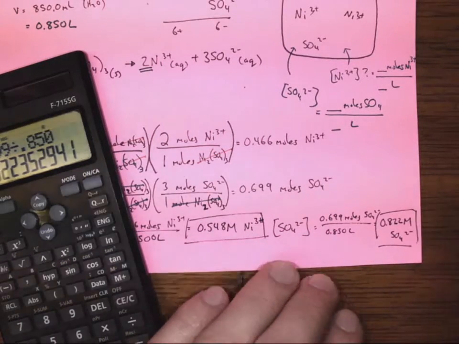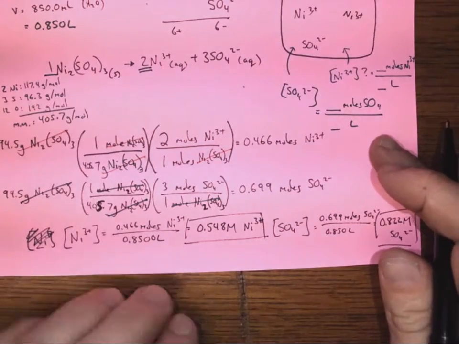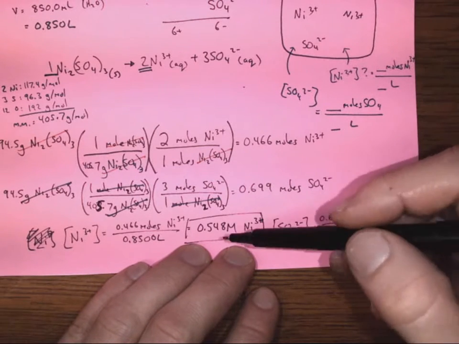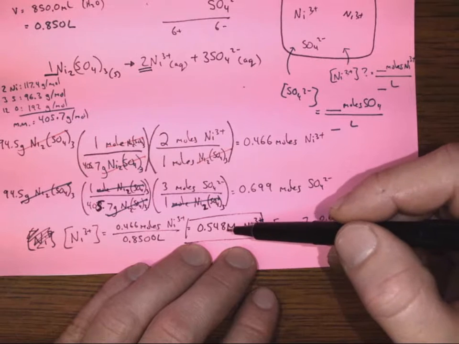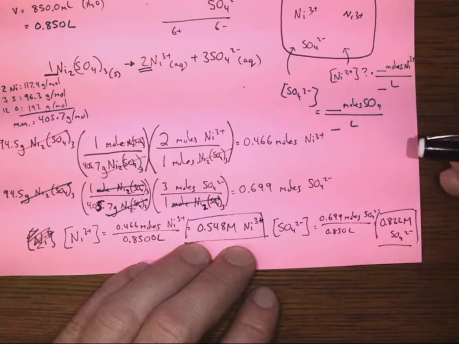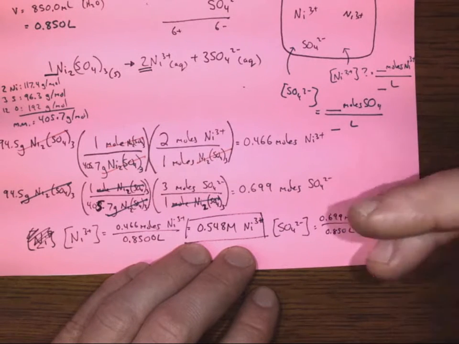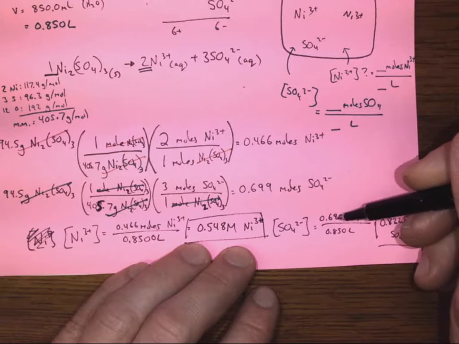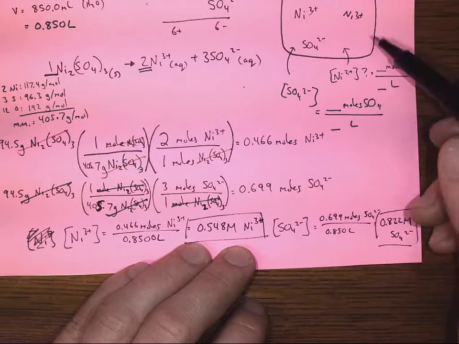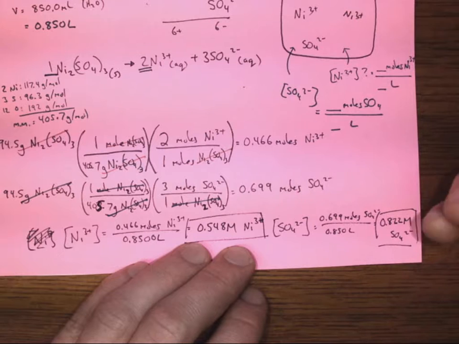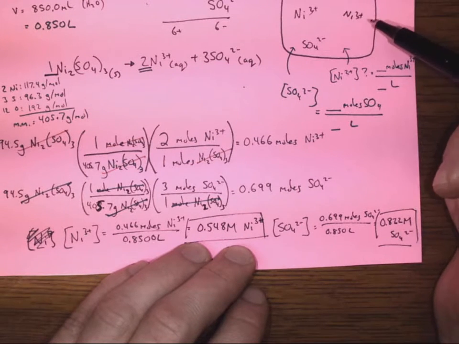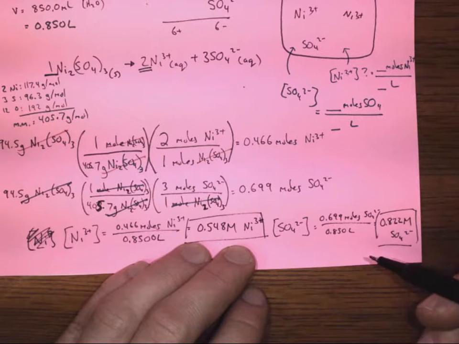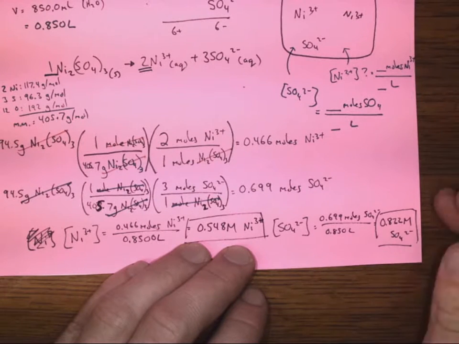All right, so that tells us that the concentration of nickel ions is about 548 thousandths of a mole for every liter. And there's about 0.822 moles of sulfate per liter. That's the concentration. That doesn't tell us how many there actually are in this vessel, because we don't have a liter, but it tells us if we had a liter, that's how many moles we would have. Okay.